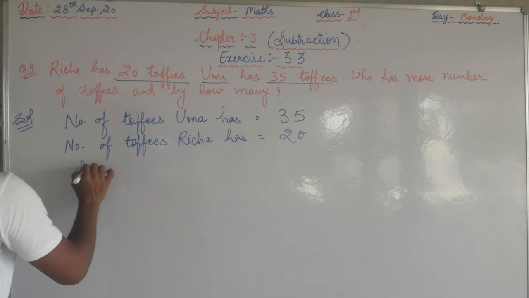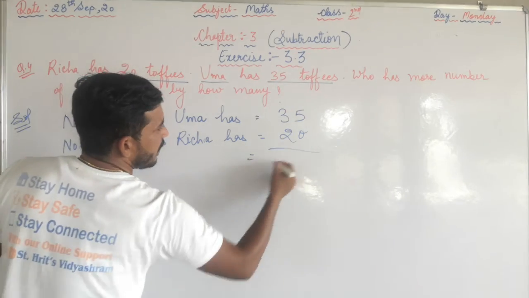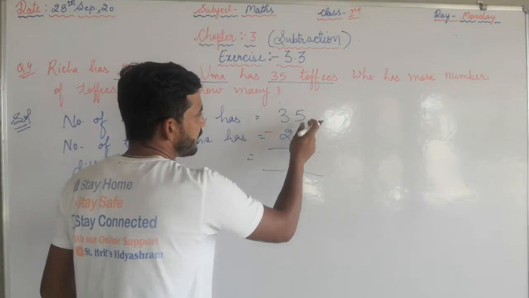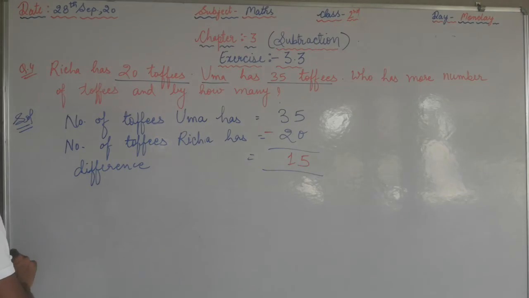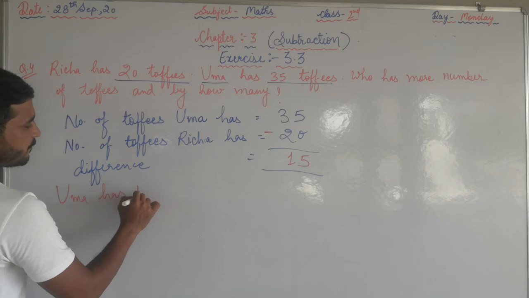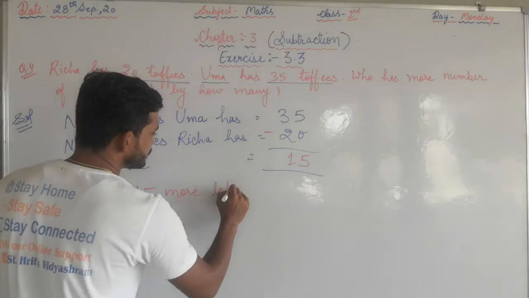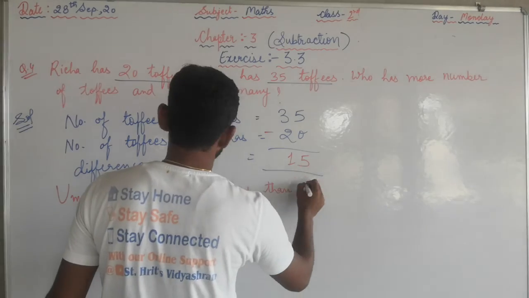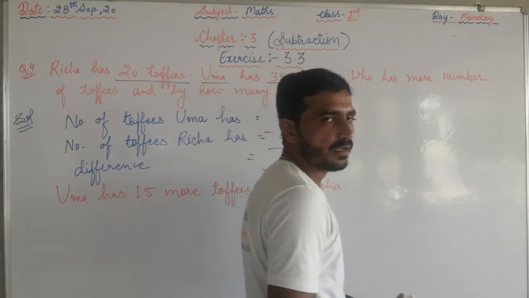So you have to find the difference by subtracting the numbers. Now 5 minus 0 is 5, and 3 minus 2 is 1. So what do you have here? Conclusion: Uma has 15 more toffees than Richa. Okay, like this you have to solve the questions.